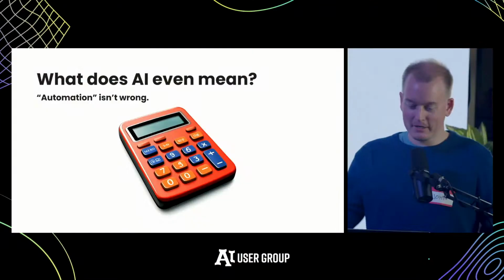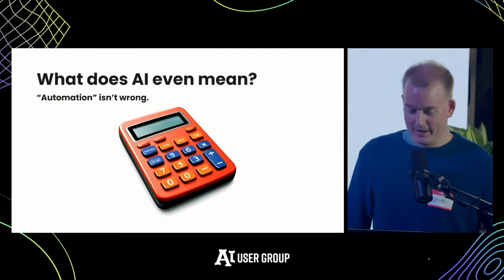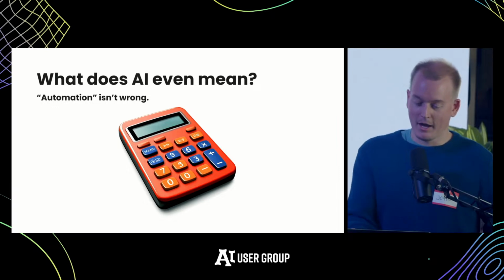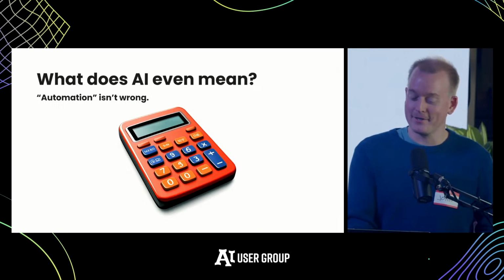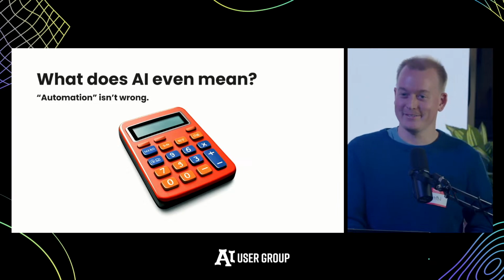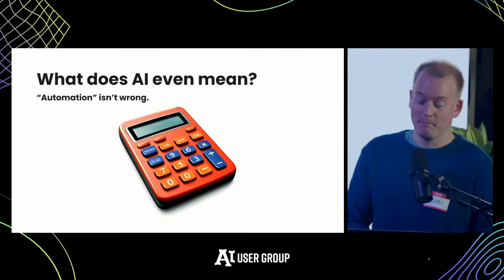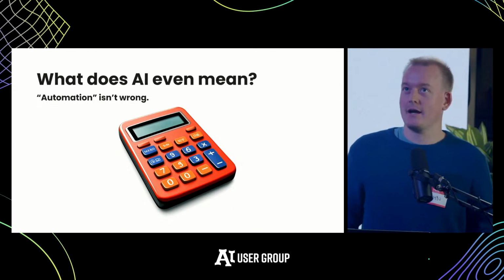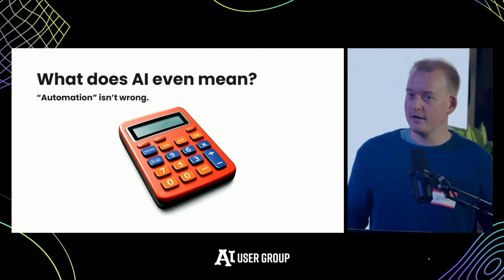But anyways, going back to what I was saying at the beginning, what does AI even mean? I don't think automation is wrong. I put calculator in here partly because I think that this is a funny AI calculator, because all the numbers are wrong, all the buttons are wrong. It just kind of shows, you know, it's still trying. But this is going back to how I was saying, it can be such a mysterious thing. I view it kind of as a calculator.